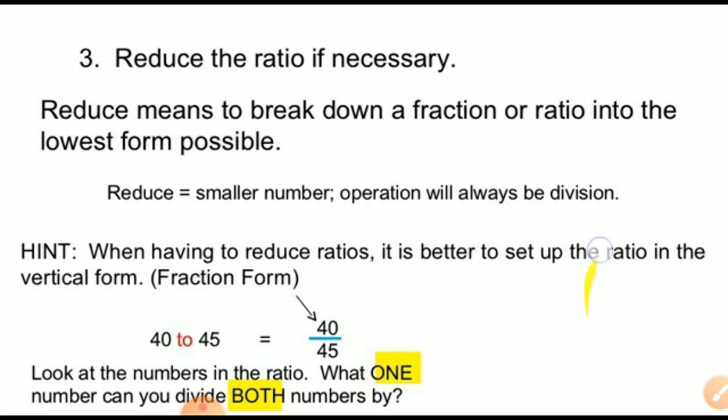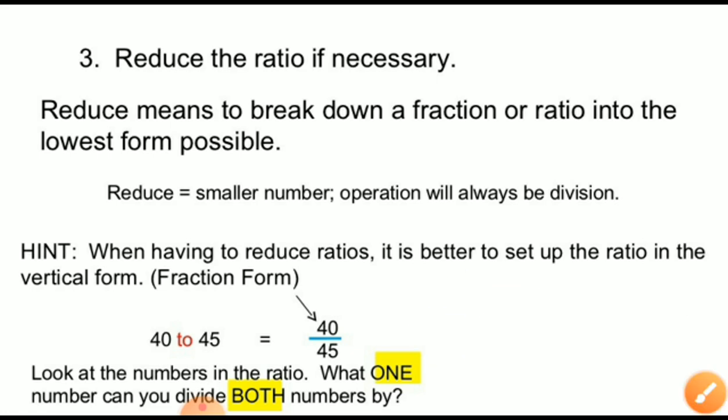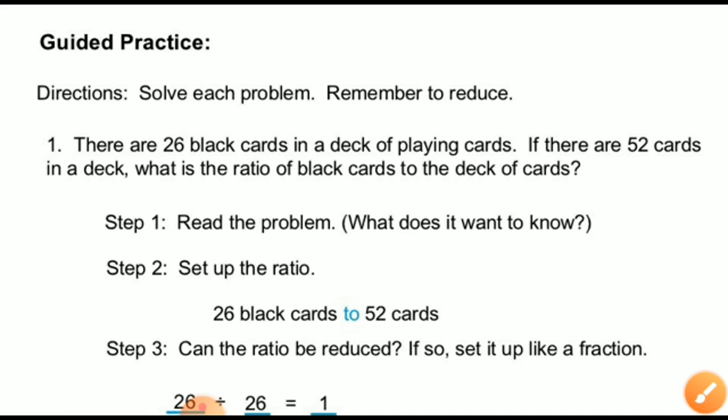40:45. Check it. What is the problem here? Look at the numbers in the ratio. What one number can you divide both numbers by? Why not 5? 5 is the factor by which both can be divided. So 8 fives are 40 and 9 fives are 45. So the final answer will be 8/9. Okay, correct. Now look here.